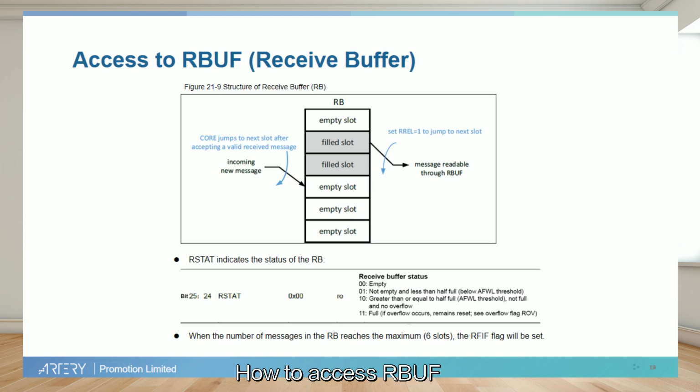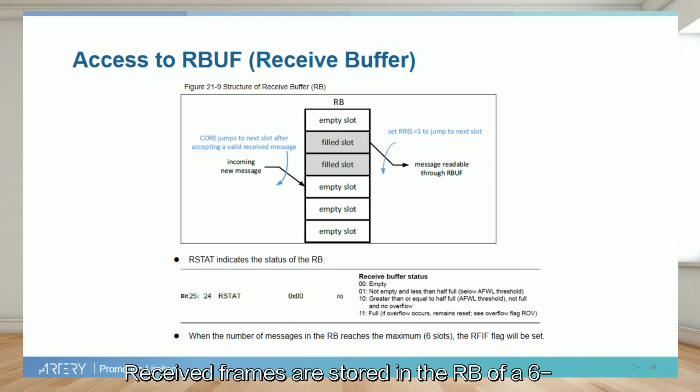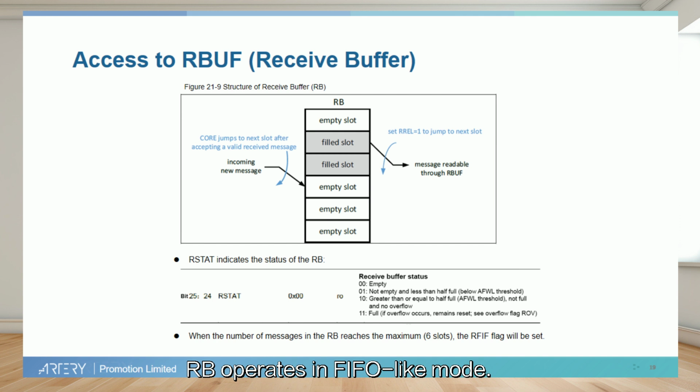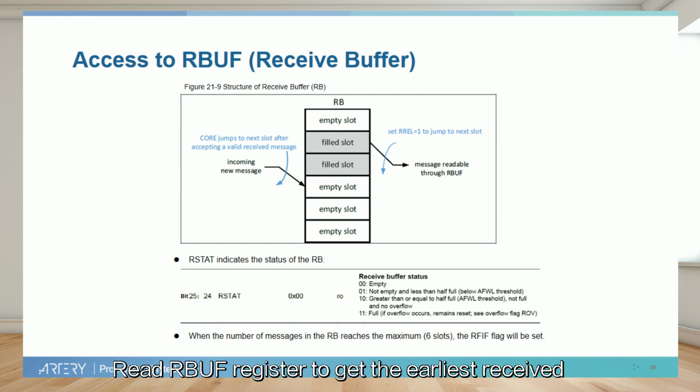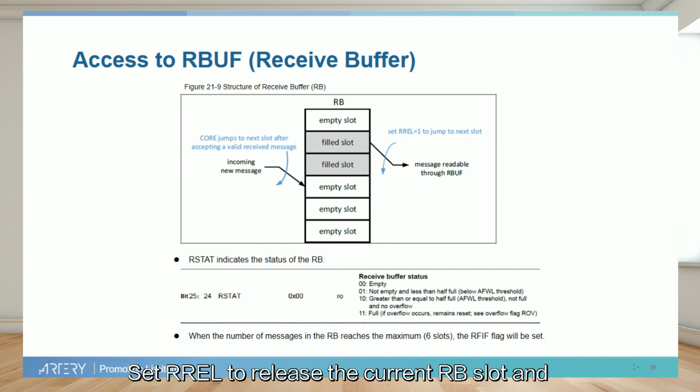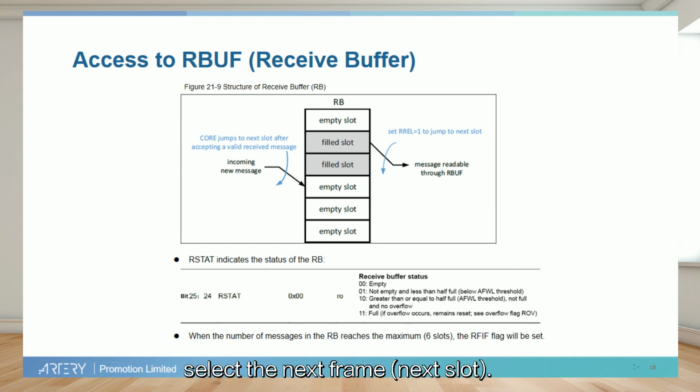How to access RBUF? This is a basic structure of RBUF. Received frames are stored in the RB of 6-level depth. RB operates in FIFO-like mode. It is accessible through RBUF registers. Read the RBUF register to get the earliest received frame. Set RREL to release the current RB slot and select the next frame slot. Repeat these steps until the RSTAT bit indicates buffer empty.